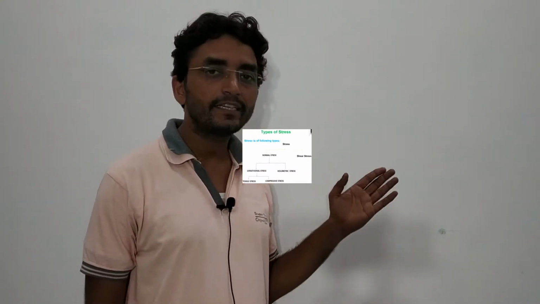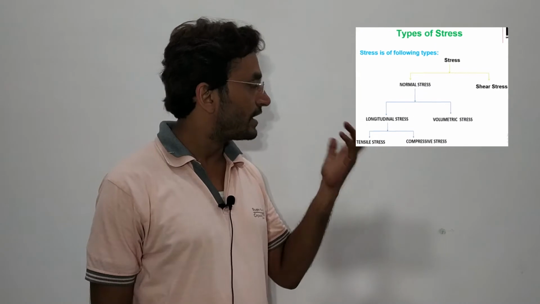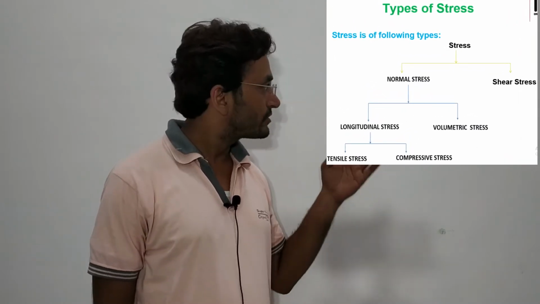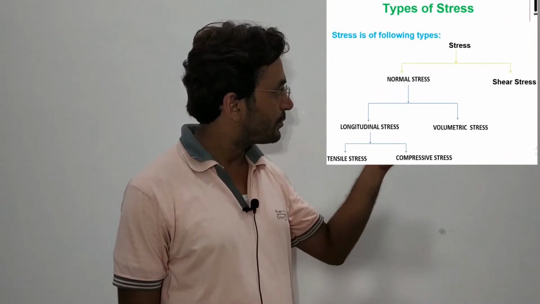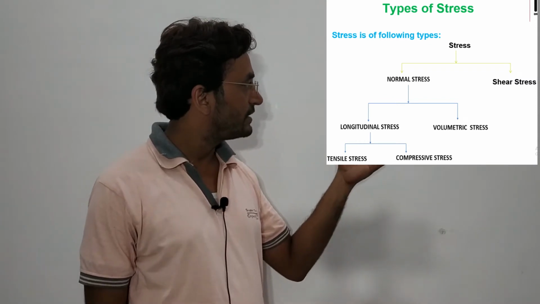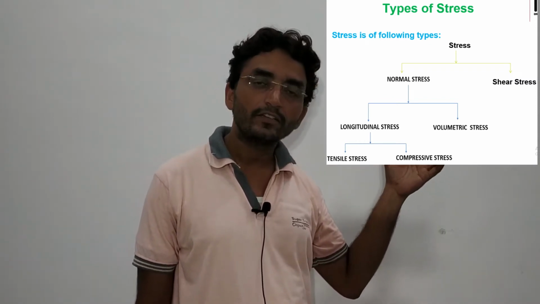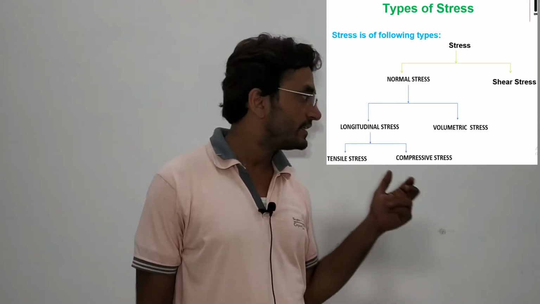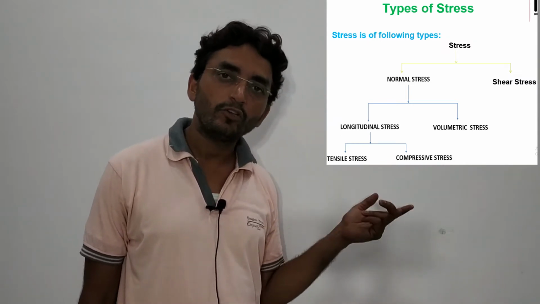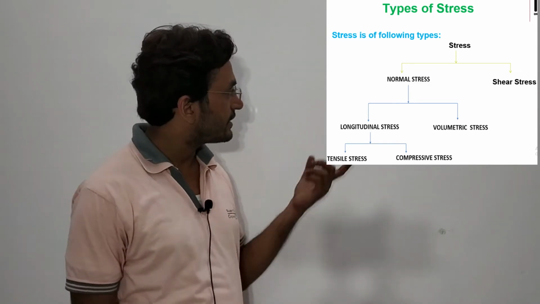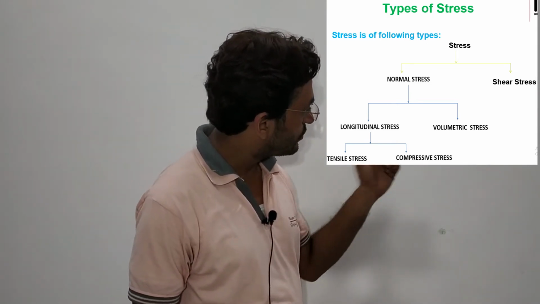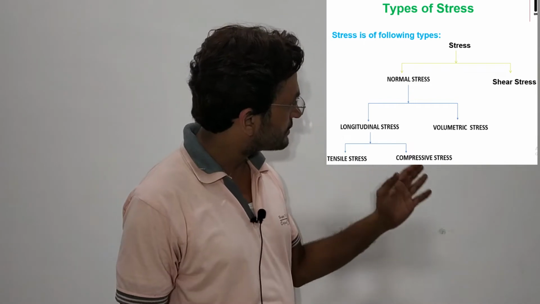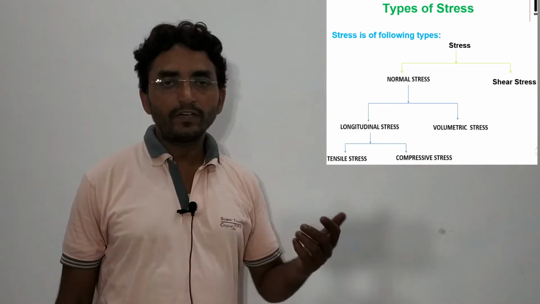By this flow chart diagram, we can easily see the classification of stress. First of all, stress is broadly classified into 2 types, that is normal stress and shear stress. Normal stress is again classified into 2 types, that is longitudinal stress and volumetric stress. Longitudinal stress is again classified into 2 types, tensile stress and compressive stress. We will discuss all these types of stresses one by one.